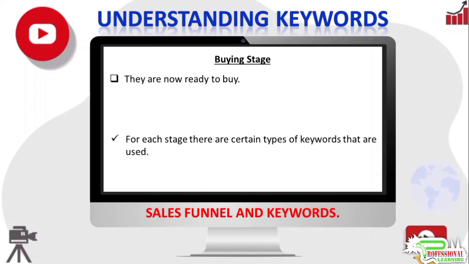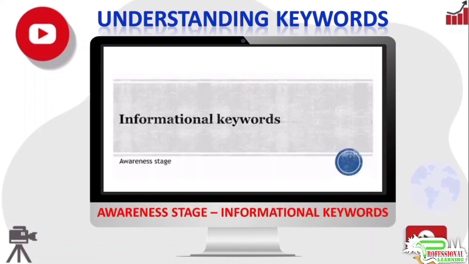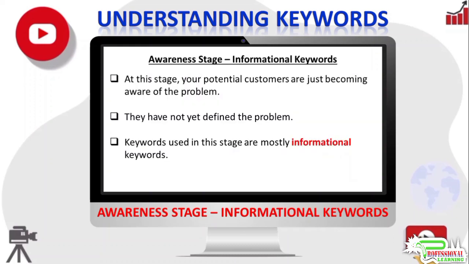So the first one is informational keywords. At this stage, your potential buyers are just becoming aware of the problem. They might not have defined the problem very clearly, yet they may still be in the process of defining it. Keywords used in the awareness stage are called informational keywords. Examples would include keywords like these.